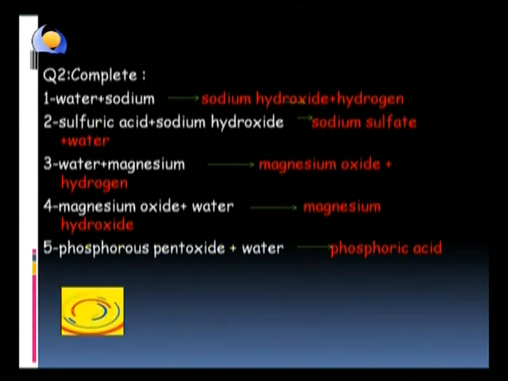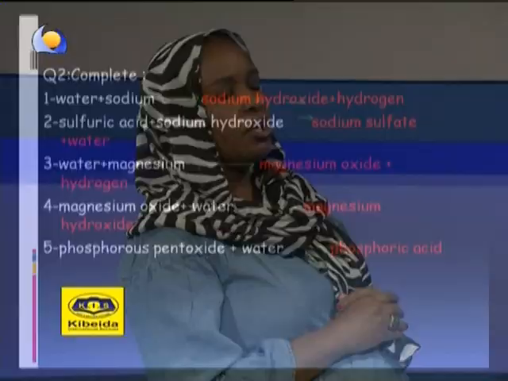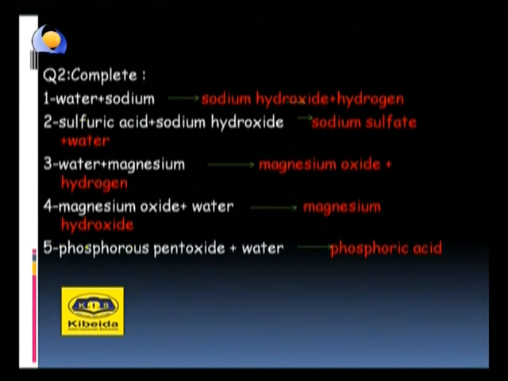This is about base formation. Number five, phosphorus pentoxide plus water gives phosphoric acid. This is how we prepare mineral acids. Mineral acid is prepared by dissolving an acidic oxide, such as phosphorus pentoxide, in water to give us acid.